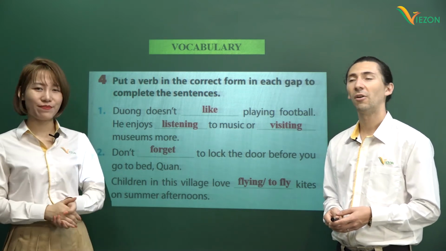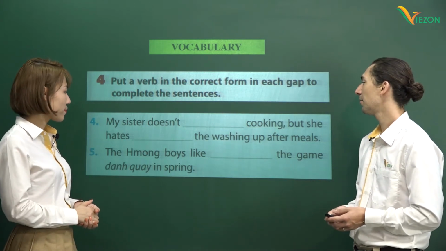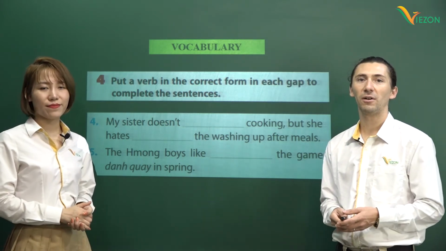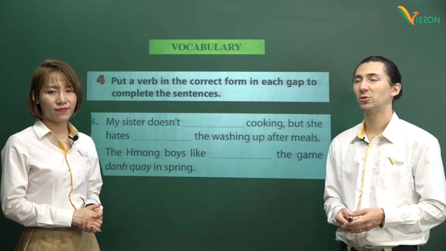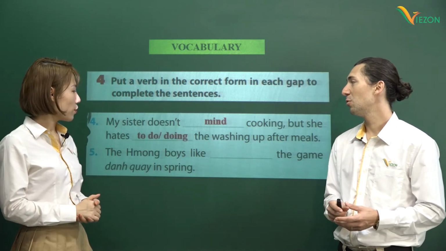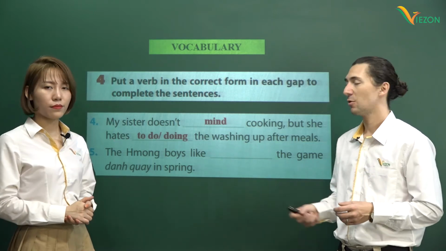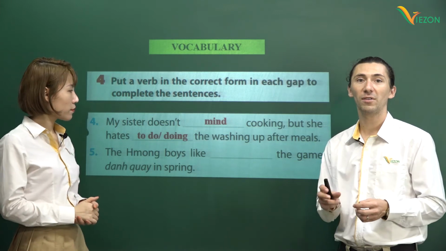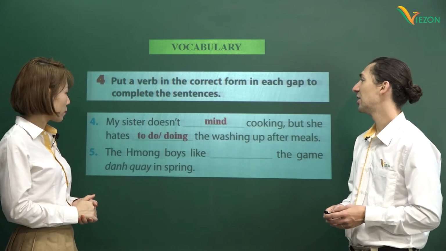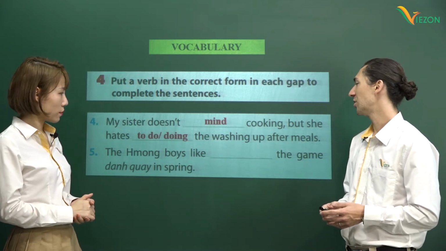Ok, number 4. All right, number 4 says, my sister doesn't cooking, but she hates the washing up after meals. All right, so we have two missing verbs here. What do you think they are? For the first one, if you said mind, you are correct. And the second missing word, we have to do or doing. So just like love, the like verb or dislike verb hate, we can use both forms, the to infinitive or the gerund. All right, so let's read the sentence one more time. My sister doesn't mind cooking, but she hates to do the washing up after meals. Or, but she hates doing the washing up after meals.